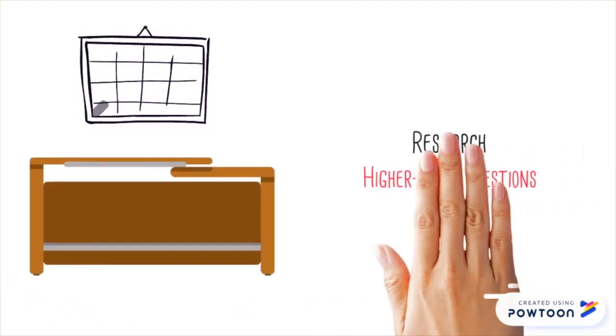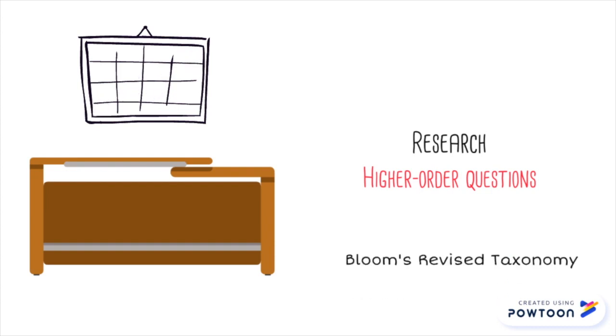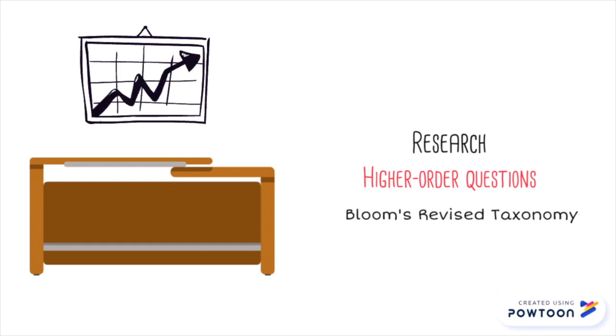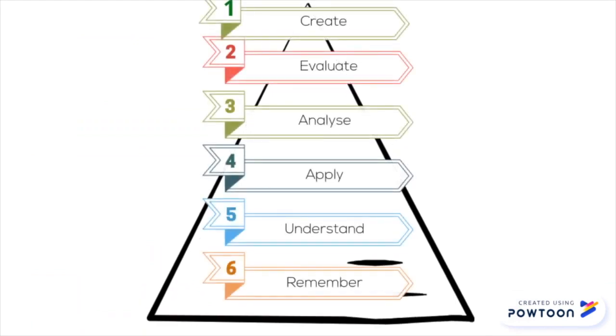Three areas of research formed the basis of my investigation: Bloom's revised taxonomy, Moodley's research into higher questions for higher order thinking, and Ybarra and Hollingworth's opus on explicit direct instruction and the key to higher order questioning in crafting flexible learners. Bloom's taxonomy has been a long-standing classification on the cognitive learning process.